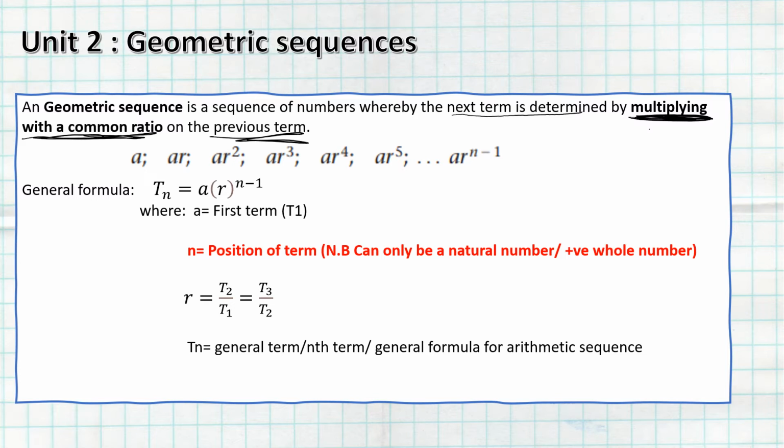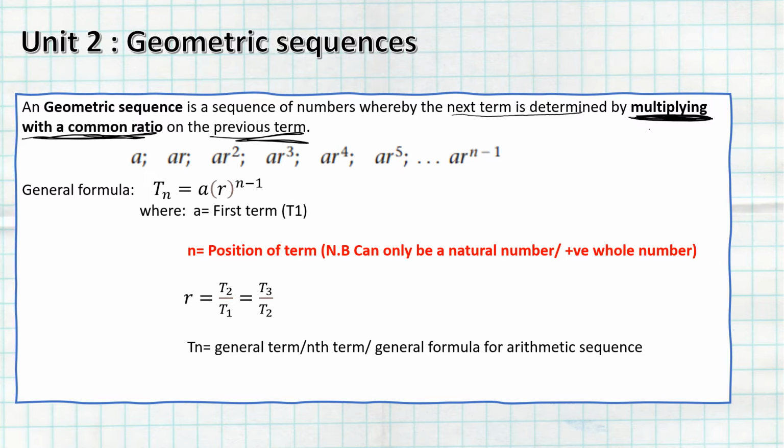So there are some keywords there. It's multiplying and a common ratio, right? Keywords in arithmetic, it's adding a common difference. But now here we don't talk about the common difference. We have something called the common ratio, same ratio, right? So we have to find that ratio. We multiply it with the previous term to get the next term.